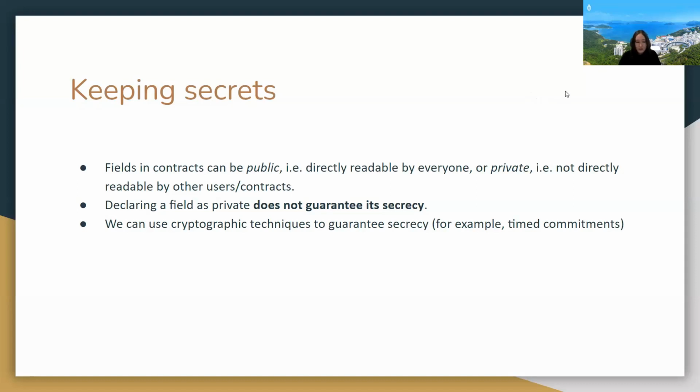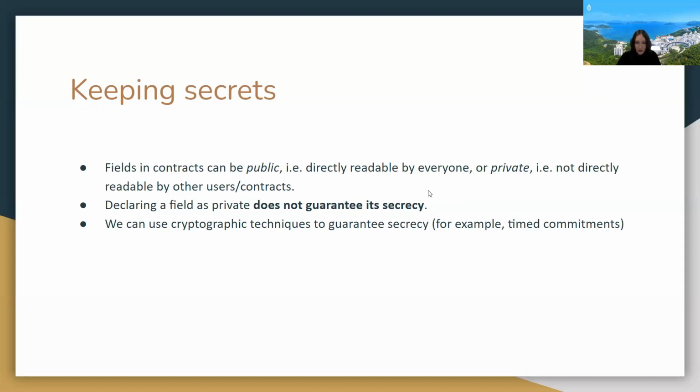Because when a person sends some transactions and uses some private value, this transaction is actually recorded on the blockchain, so everyone can see it. They can see the input parameters of that transaction and see the values of those private variables. It just means that other users cannot directly read it, but everyone can see it. So it doesn't guarantee you secrecy.